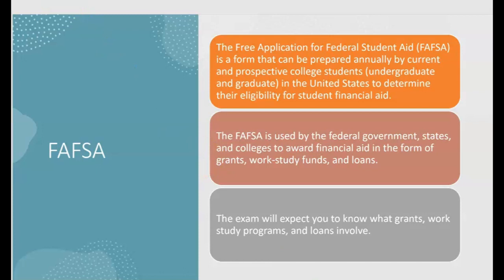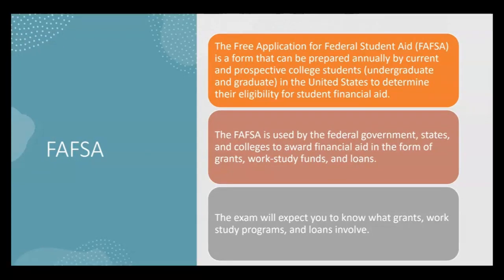FAFSA is used by the federal government, used by states and colleges to award financial aid in the form of grants, work-study funds, and also loans. So FAFSA is not only about free money. It's not just grants. FAFSA will determine whether your child qualifies for a work-study program, where if the child doesn't mind working for the school while attending, they'll qualify for some financial aid. And also FAFSA collects information to see if the student would qualify for loans.